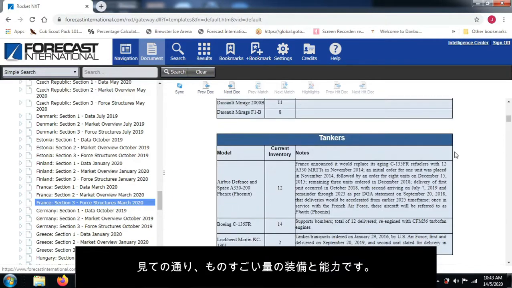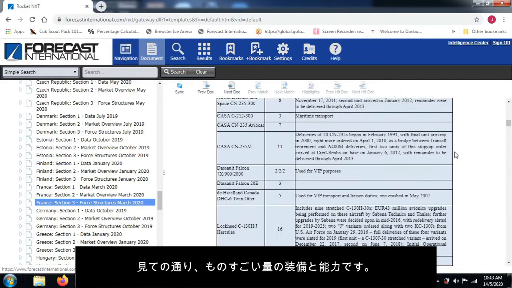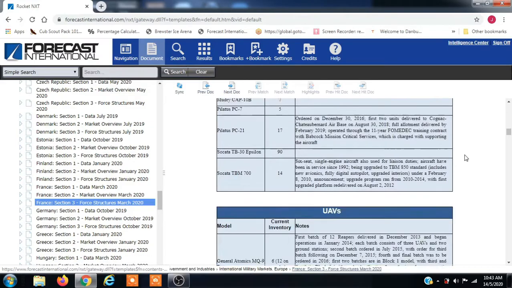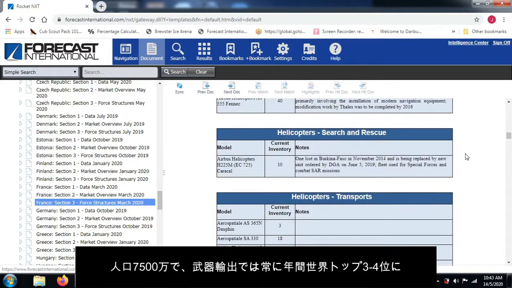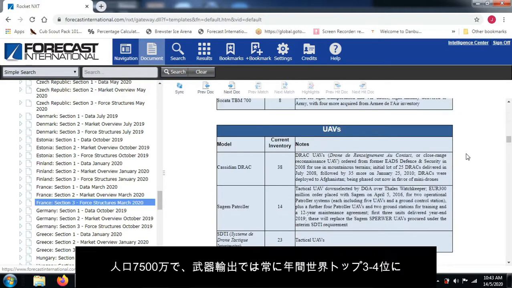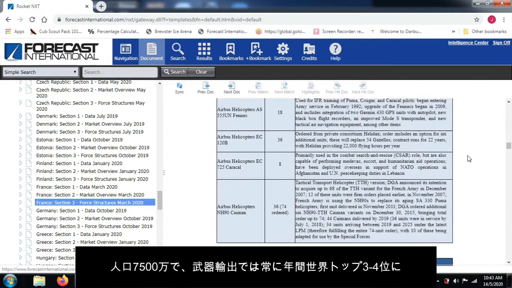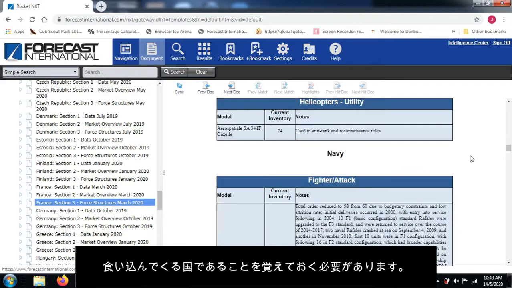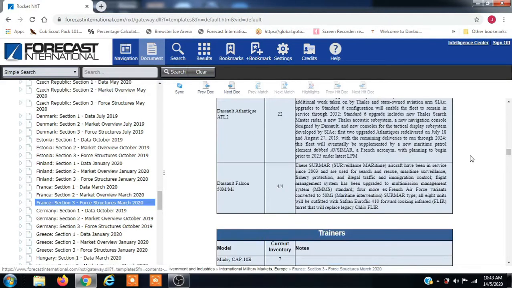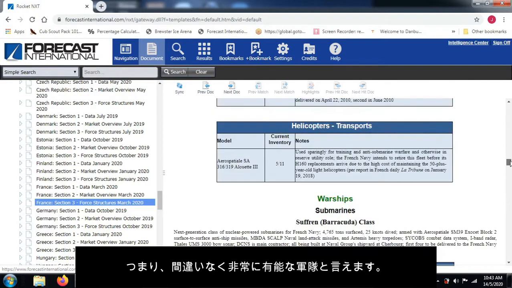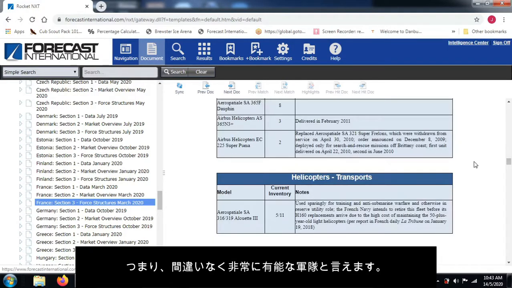As you can see, there's a great deal of equipment and capability. We've got to remember that France is a country of 75 million people and has always been in the top 3 or 4 arms exporters in the world annually. So they are certainly a very capable military force.